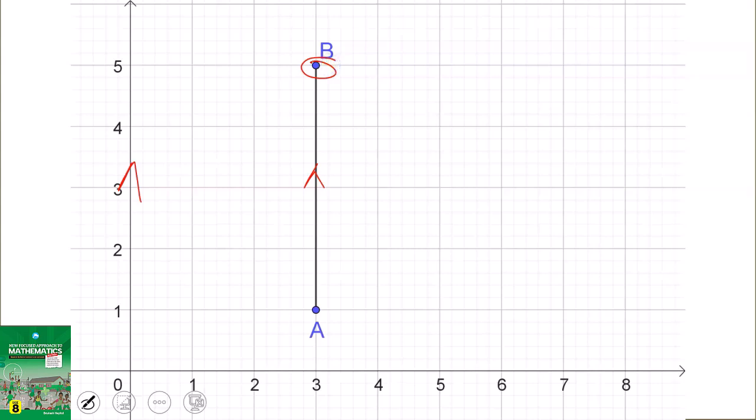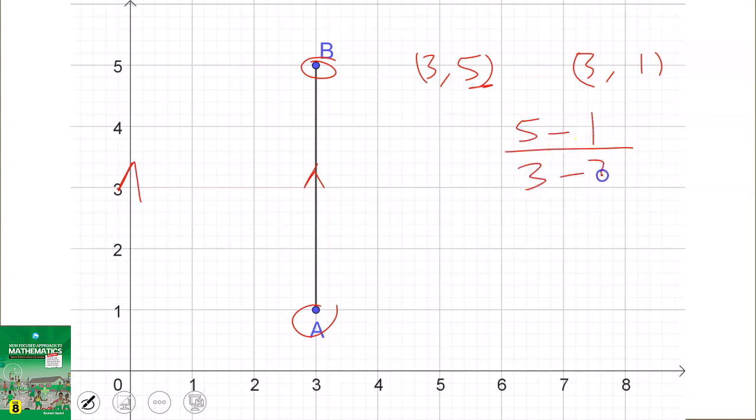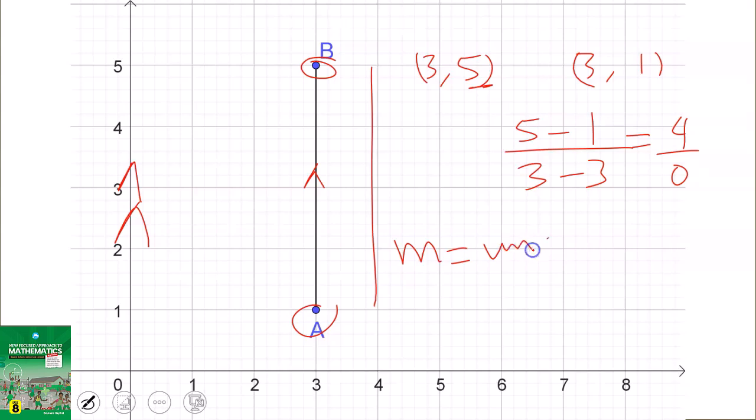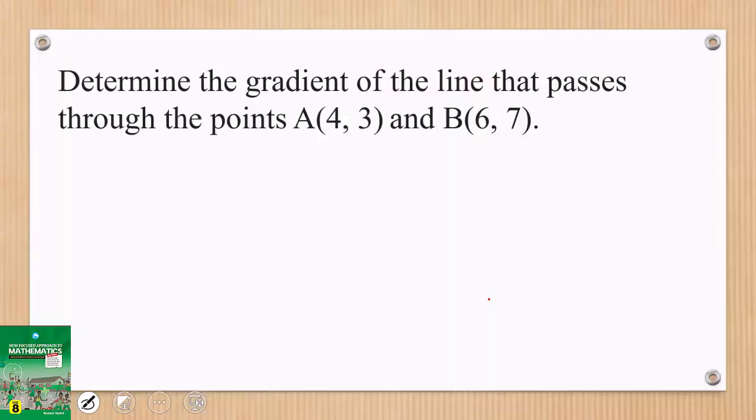Again, the point here we know is going to be (3, 5). And then the point here is going to be (3, 1). Again, if I do y2 minus y1 over x2 minus x1, I'm going to have 5 minus 1 over 3 minus 3, and then I'm going to have 4 over 0. A number over 0 is always undefined. Okay, and so anytime you have a vertical line parallel to the y-axis, we'll say its gradient is always undefined. Okay, that's beautiful, right? Now let's take a few examples and see.